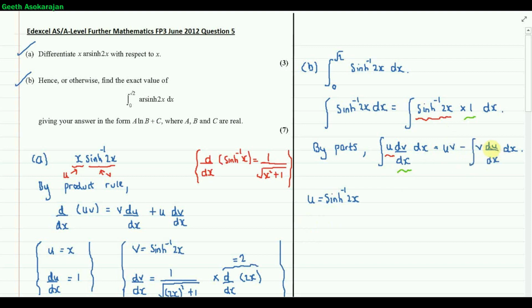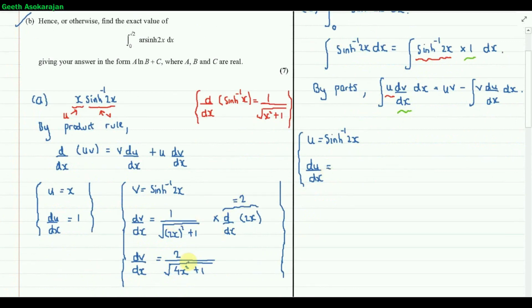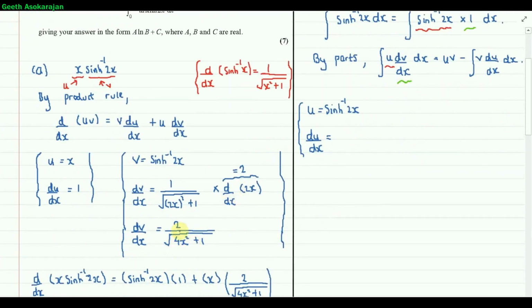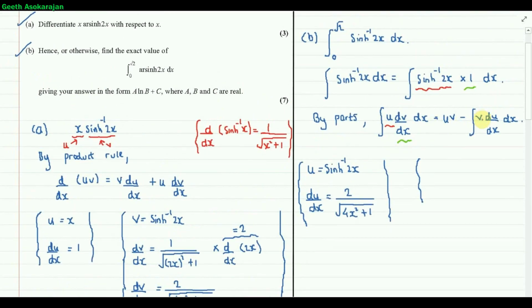With the by parts formula, let's work out du over dx as a side calculation. We did this calculation earlier, which is probably the reason they used the word hence. When we differentiated inverse hyperbolic sine 2x, we had 2 over the square root of 4x squared plus 1. So that is du over dx. Let me do another side calculation because we need v.